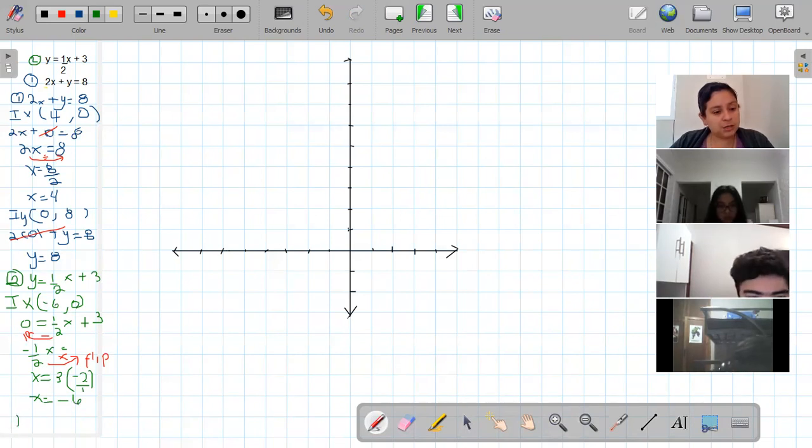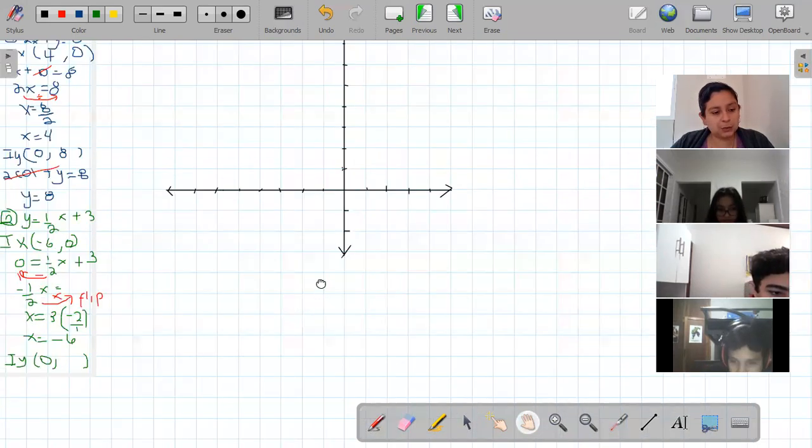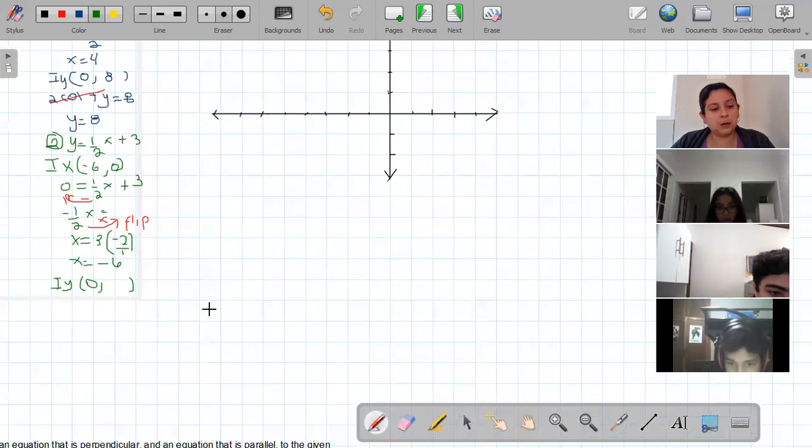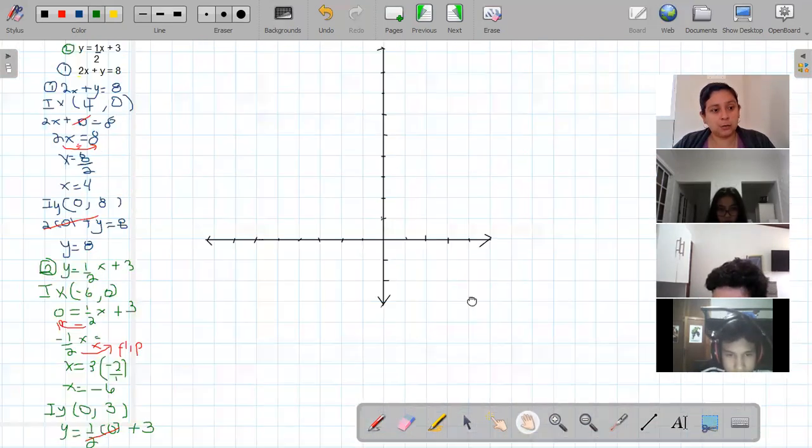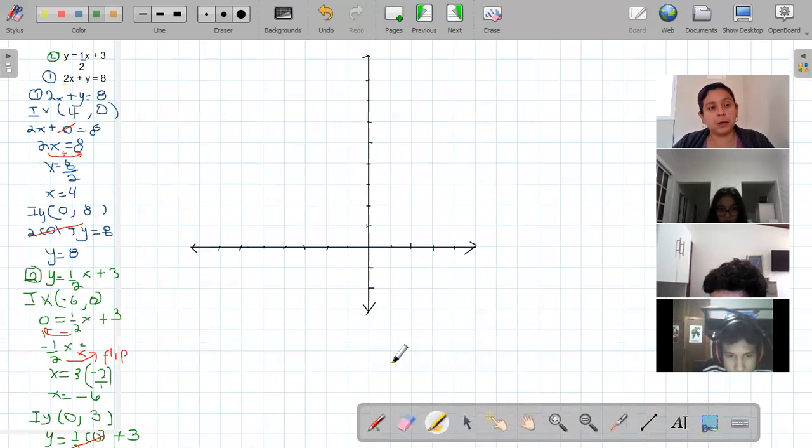Now I'm going to find the intercept in y. And that is when x is 0. Since we don't have more space, I'm going to move this higher. So we're going to say x is 0. So y is equal to 1/2 times 0 plus 3. Anything multiplied by 0 is always 0, so it gets eliminated. So y is equal to 3. And we're done with the intercepts. So now we can graph.